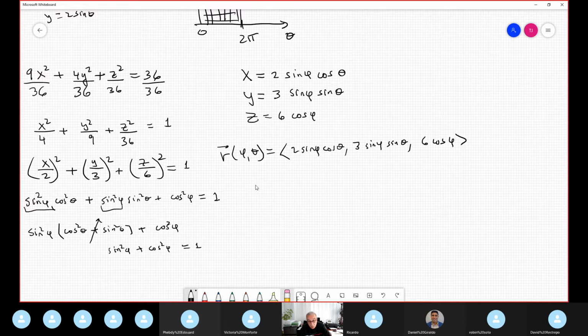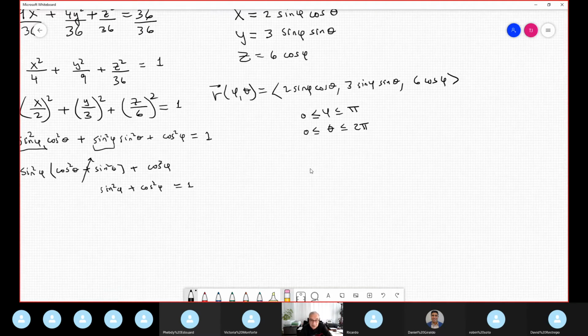And now, I need to define the parameters. So phi varies from 0 to pi, exactly the same with phi and theta. They go from 0 to pi if you want the full ellipsoid. And the domain representation for this is easier. It's exactly the same as with the sphere. Theta and phi from 0 to pi and from 0 to 2 pi. A rectangle. Nice.